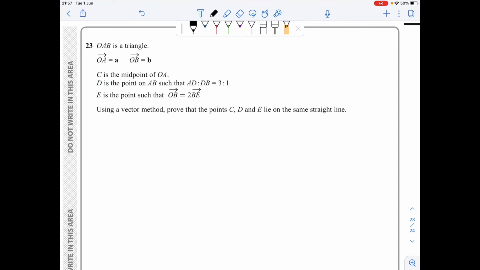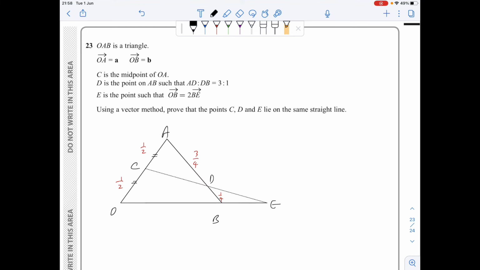For question 23, I will make a sketch and put this information on the sketch. Now, to prove that points C, D, and E lie on the same straight line, I will need to work out 2 of the following 3 vectors, CD, CE, and DE, and show that they are parallel. If I do that, then C, D and E are collinear.